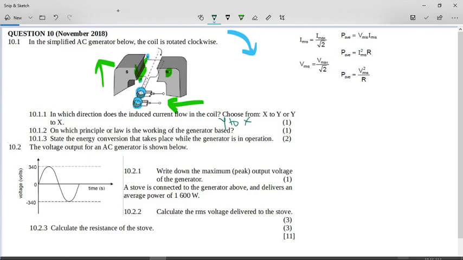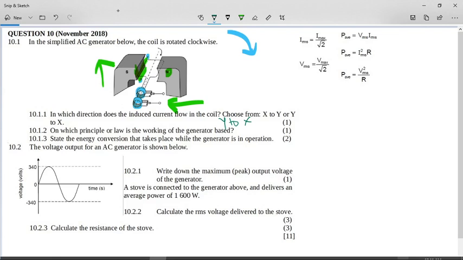Okay, can you see this? Your field finger is going to the left, your thumb is going up because that's the motion, and that leaves you with the current finger. The shocking finger will be coming towards you.